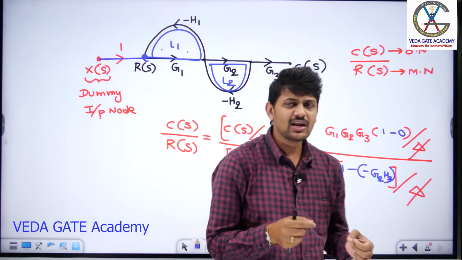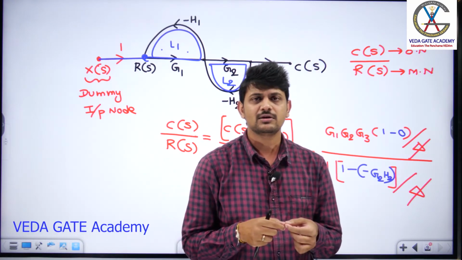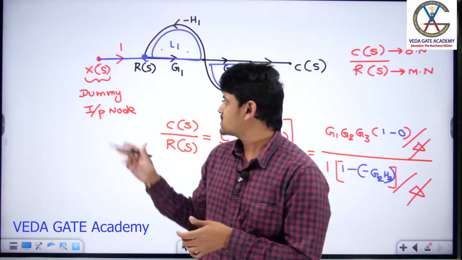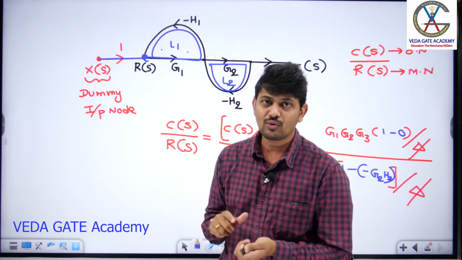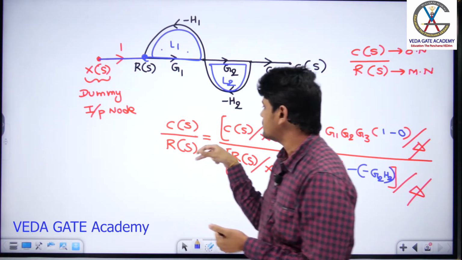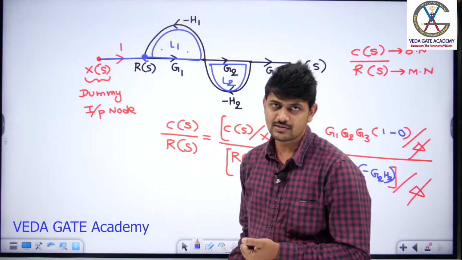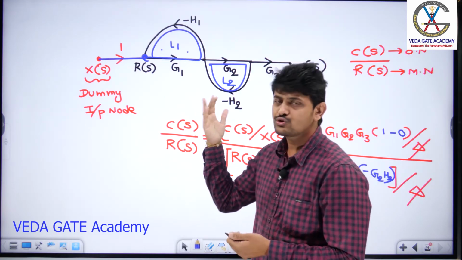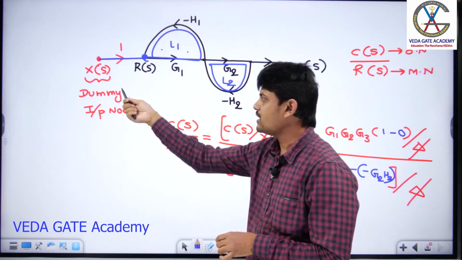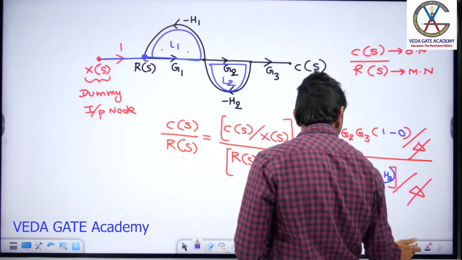So that means whenever I ask you to determine a transfer function whose denominator consists of a mixed node, what you have to do is rewrite the given system in terms of an available input node in the system. Here, if there is no available input node, then we have to create a dummy input node. What is the meaning of available input node?